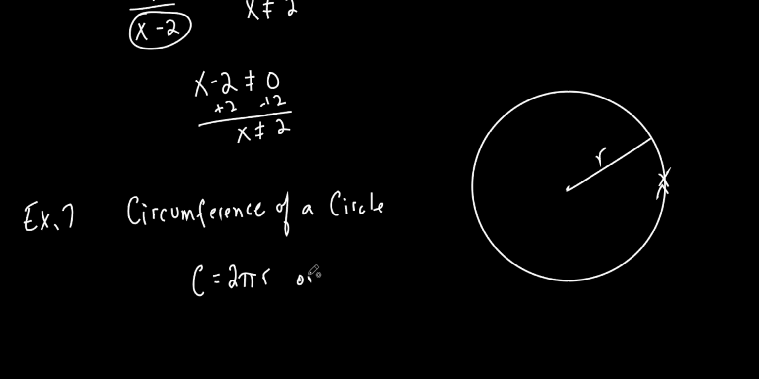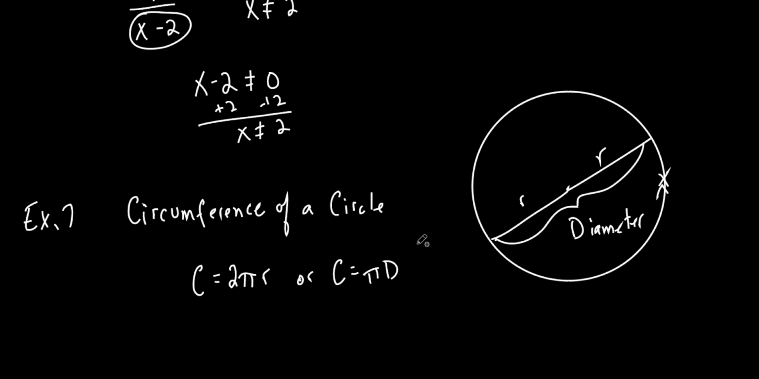Or here's another way you could write it. You could write circumference is equal to pi times, what is double the radius? No, not double. It's 2r, but what is that? What is that from here to here? That's the what of the circle? That's the diameter of the circle, okay? So you could write pi times the diameter.